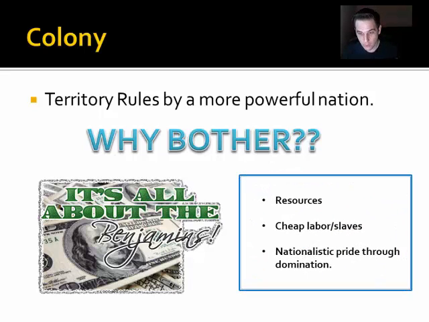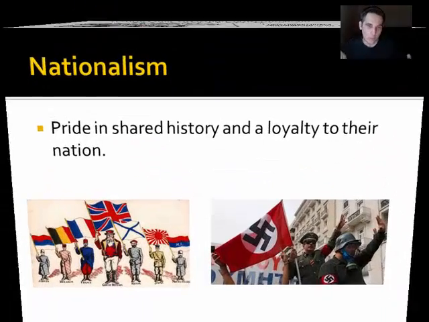Resources include things like oil, or cotton, food supplies even, water supplies. It could also mean cheap labor. You don't want to pay people higher wages in your own country? Let's go find another country where they'll do it cheap. Or to find slaves. Slavery is not as big now as it used to be, but at one point, forming colonies, a big incentive was to get slaves to bring back to your own country to use. And then also just nationalistic pride through domination. Just to have as much territory that's under your name so you can show the world, yeah, we're number one, baby. What's that word, nationalism?